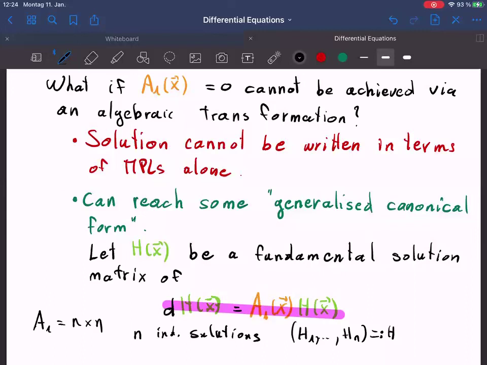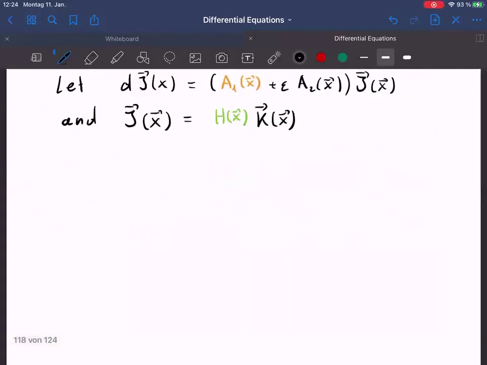Okay. So if A1 is not 0, I can look at this equation, which just has A1. So this is like putting epsilon equal to 0. So what can I do now? Well, my system that I want to solve is the one that has A1 not equal to 0. So it has epsilon not equal to 0. So it has this term in addition. And so now let me change bases from J to K with this matrix H that I found.